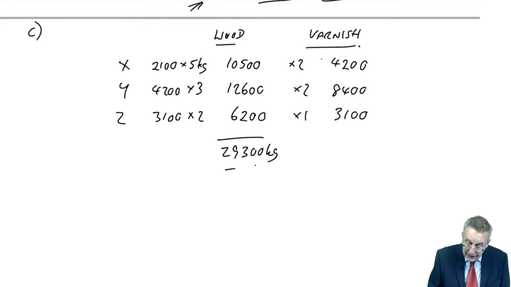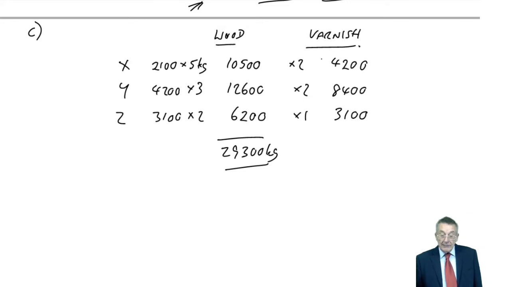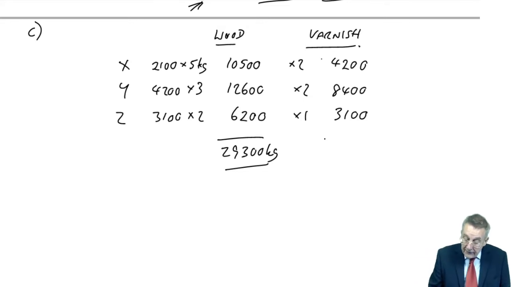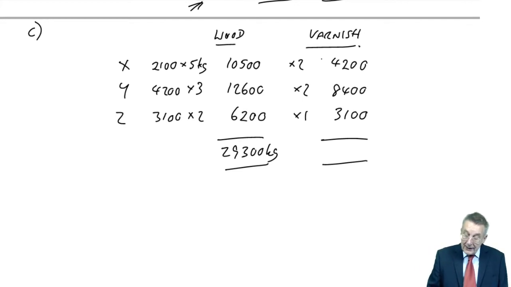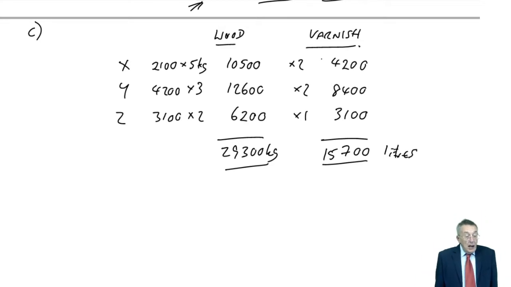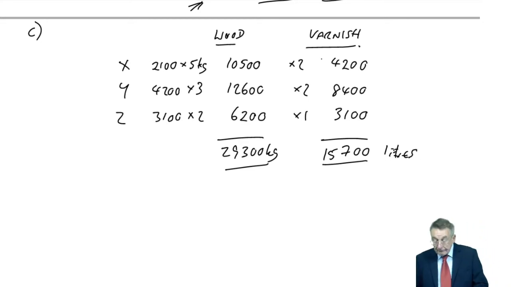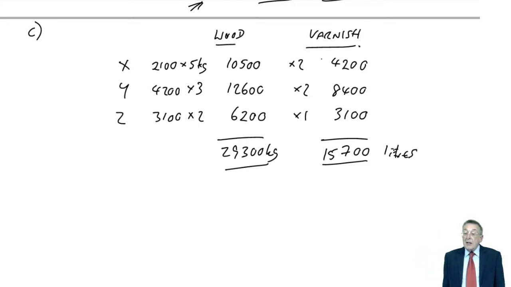29,300 kilos of wood. Is that right? 11,190. Yes. And varnish. In total, we'll need 15,700 litres. The question, this is C note, he just wants quantities, fine. For what are going to be very obvious reasons in a moment, we now know the amount of wood and varnish that we'll need.